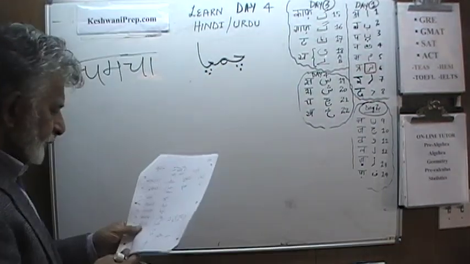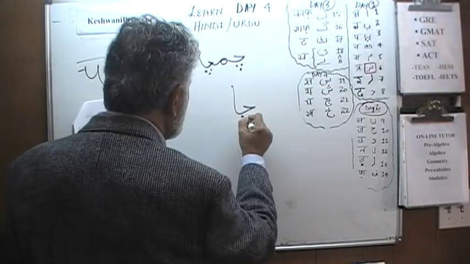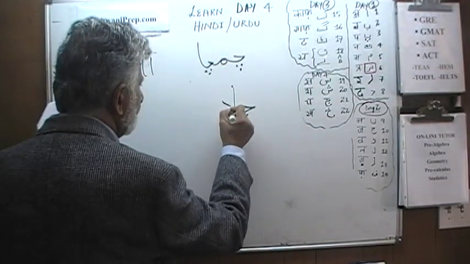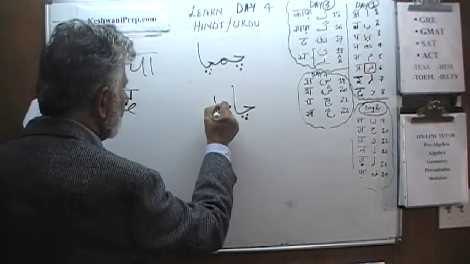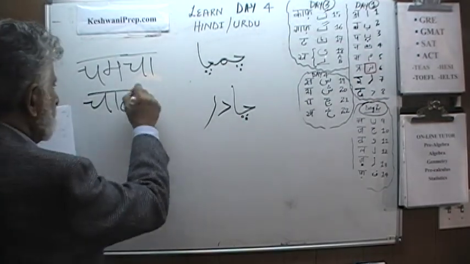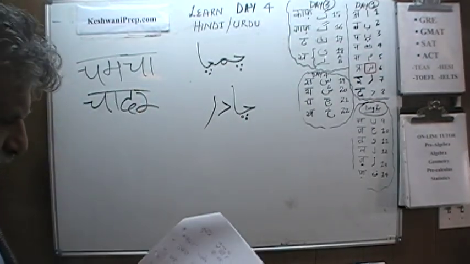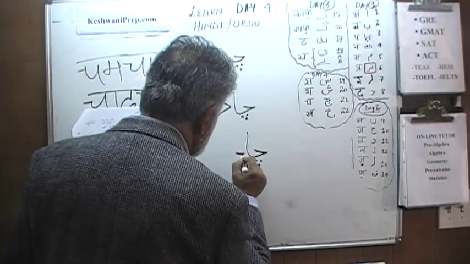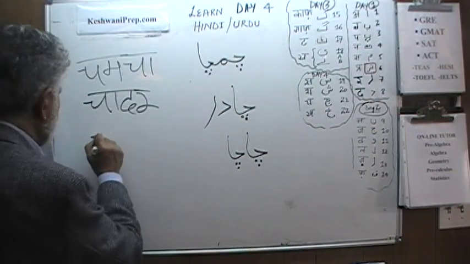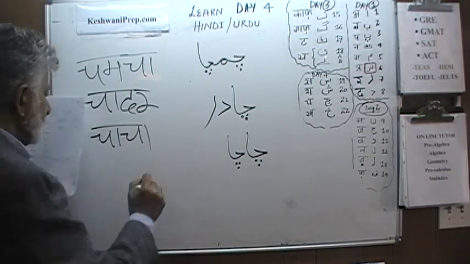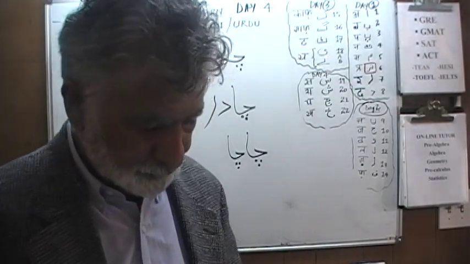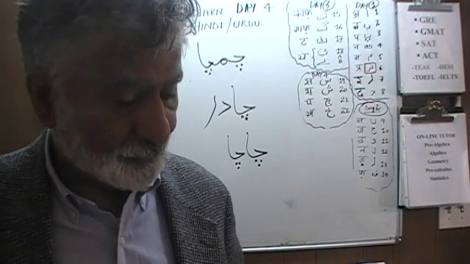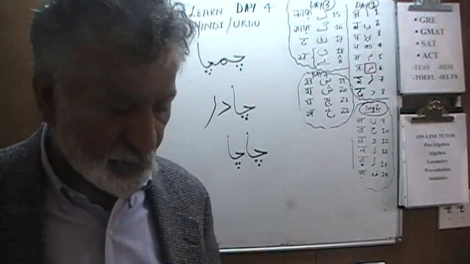The next one we have is actually quite simple. Cha. And then re. Chadar. And you know what chadar is? Chadar is a sheet. The next one is also very simple. Cha. Cha cha. Chacha is your uncle. Chacha, your paternal uncle. Maternal uncle would be mama or mamu. This is chacha, as in chachu.